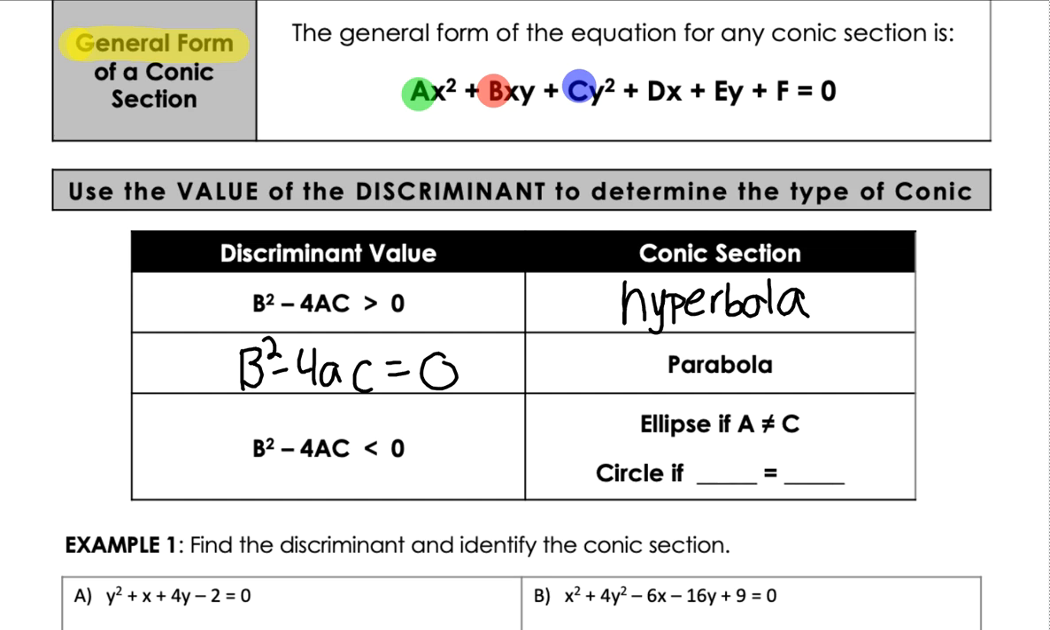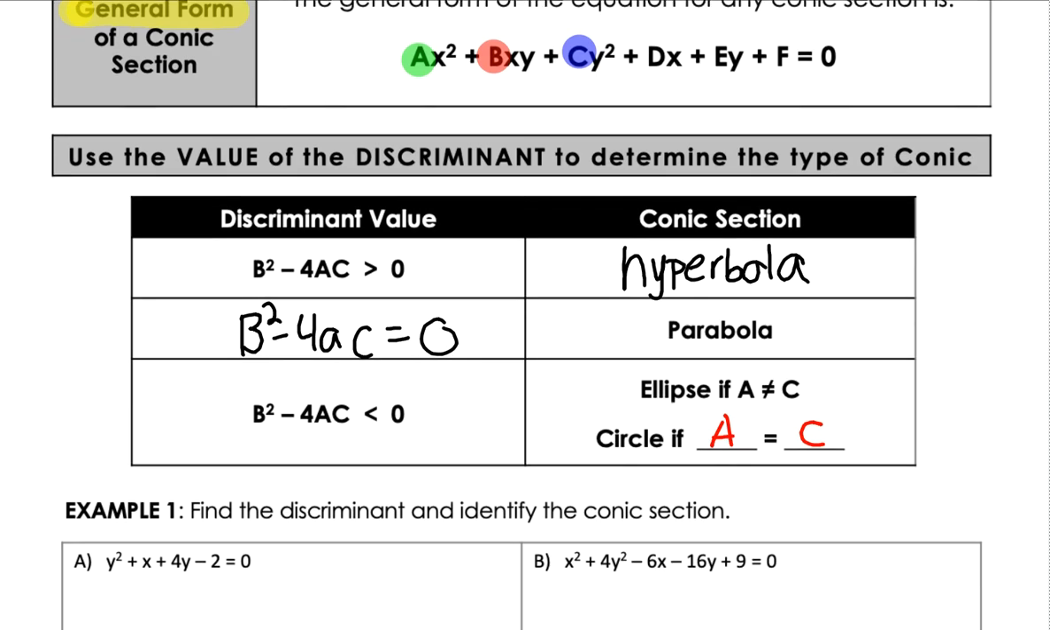And then finally, if the discriminant is negative, so if b squared minus 4ac is less than 0, one of two things can be true. It's an ellipse if a and c, the coefficients on the x squared and the y squared term, are not equal. And if they are equal, so if a does equal c, then it's a circle. So based on our discriminant value, we can determine what type of conic section we're looking at. We're going to do some practice with that here.